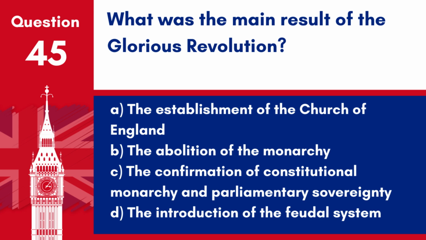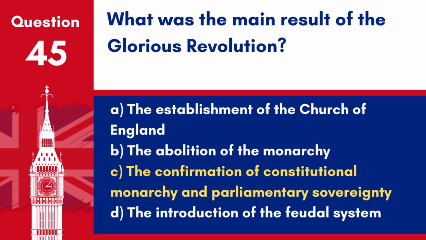A. The establishment of the Church of England. B. The abolition of the monarchy. C. The confirmation of constitutional monarchy and parliamentary sovereignty. D. The introduction of the feudal system. Answer C. The confirmation of constitutional monarchy and parliamentary sovereignty.